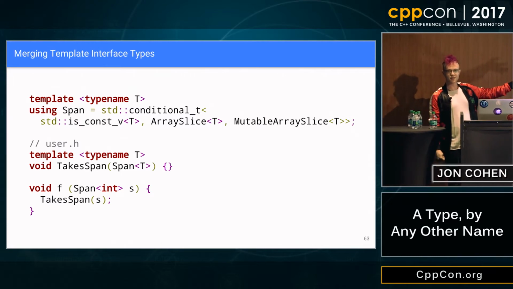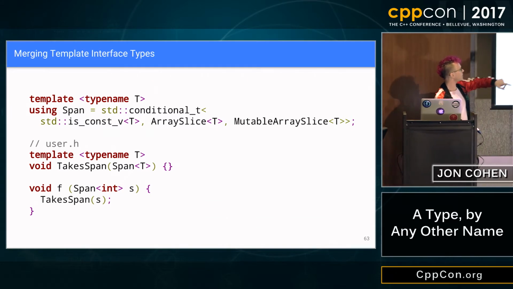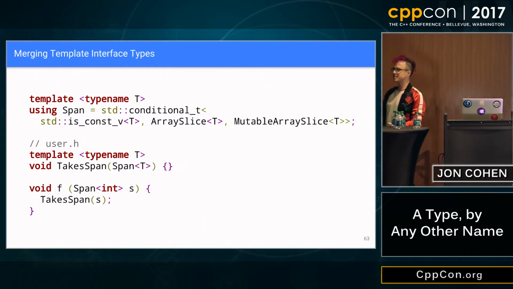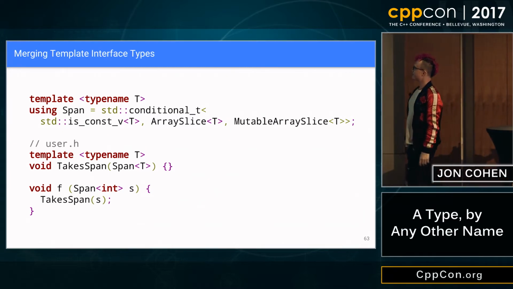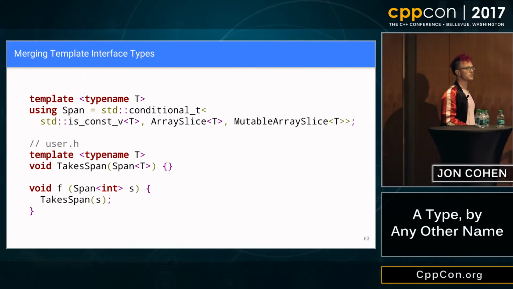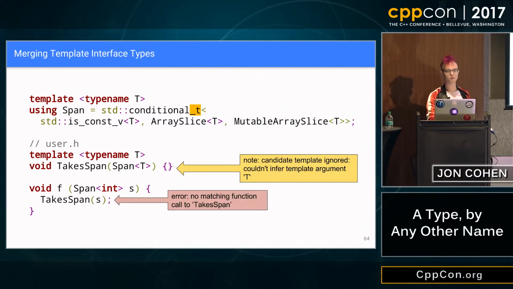Because looking at this, it's really intuitive to say, well, we're taking a span of int, and we're passing it to a thing that takes a span of T, so obviously T must be int, right? This is a very intuitive thing for us to say. But span is a dependent type. Its type depends on its template parameter.